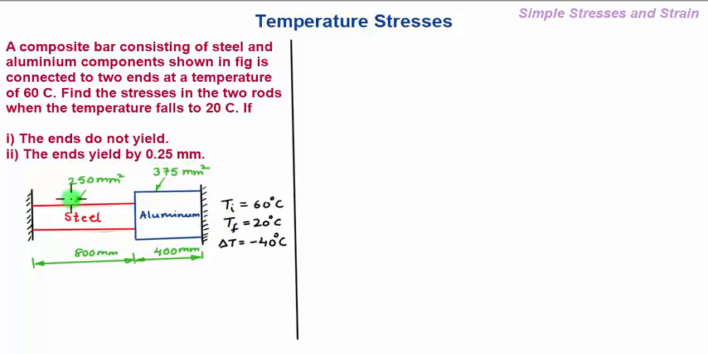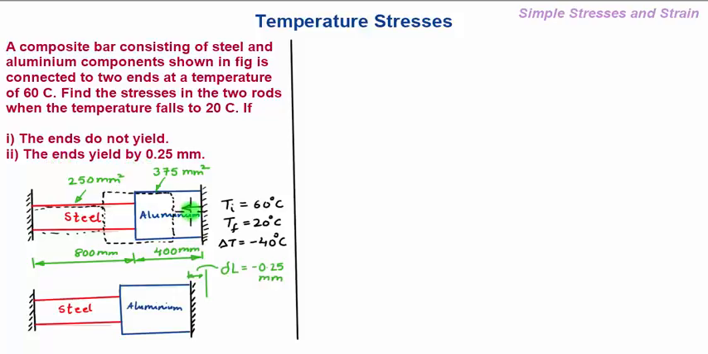Now as we know, as the steel and aluminum bar has been subjected to cooling, both the steel bar and the aluminum bar will try to contract, as shown in these dashed black lines. So this composite steel and aluminum bar will try to pull these ends towards it, so that the total deformation of the steel and aluminum bar is contraction. So in the second case they have asked that due to this pull, if this end yields by 0.25 mm, meaning that this end yields towards this direction by 0.25 mm, so that your delta L, the total deformation of the composite section, is minus 0.25 mm. What are the corresponding stresses developed in this steel and aluminum?